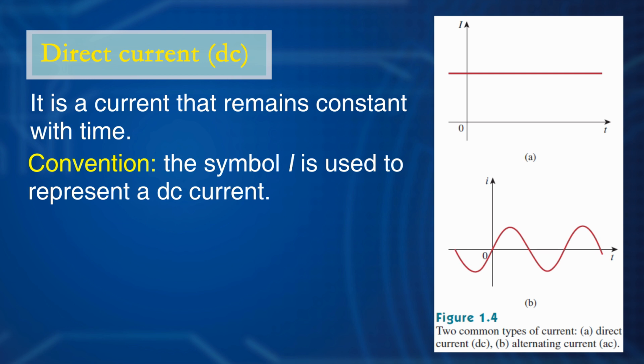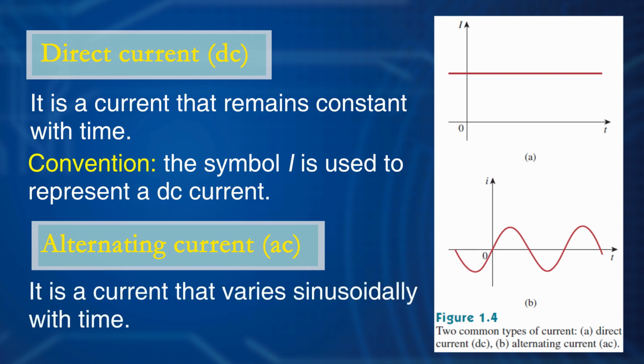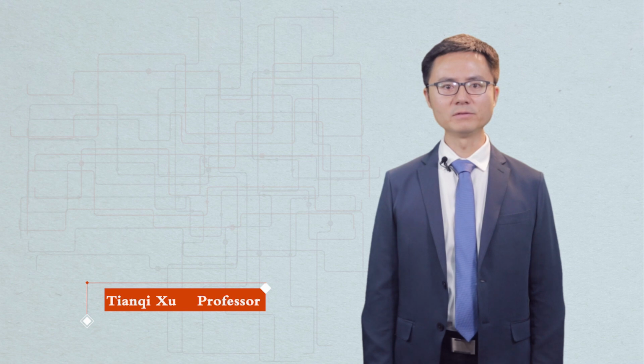The other one is alternating current, AC for short. It is a current that varies sinusoidally with time, and you can find the waveform in figure 1.4, graph B. This is the end of this section.